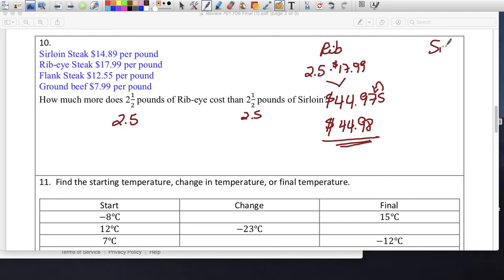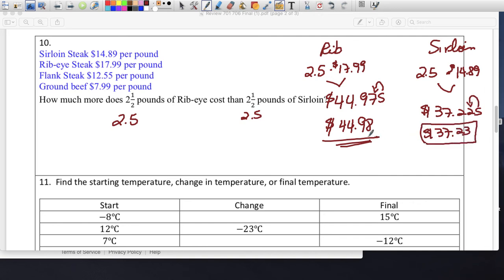And then I'm going to buy some sirloin. Sirloin's also pricey. So I'm going to buy 2.5 pounds. You can write 2.5 or 2.5 as a fraction. I'm going to multiply that by the sirloin price, $14.89. So sirloin's a little bit cheaper, right? So you already know it's going to be a lower number. So I'm going to multiply in my calculator, 2.5 times 14.89, and I get 37.225. So I'll round it to the nearest hundredth, and that 5 is going to make that 2 go one higher, so it's $37.23.